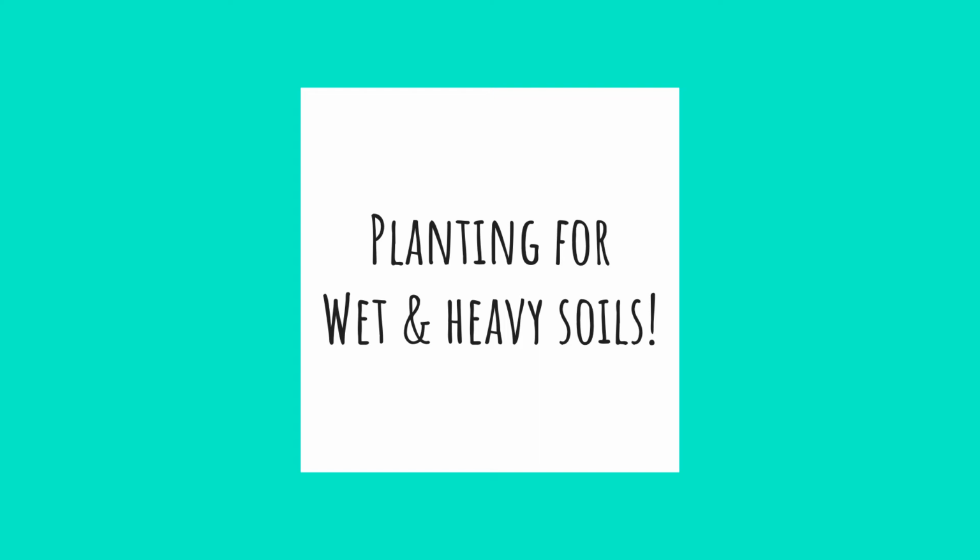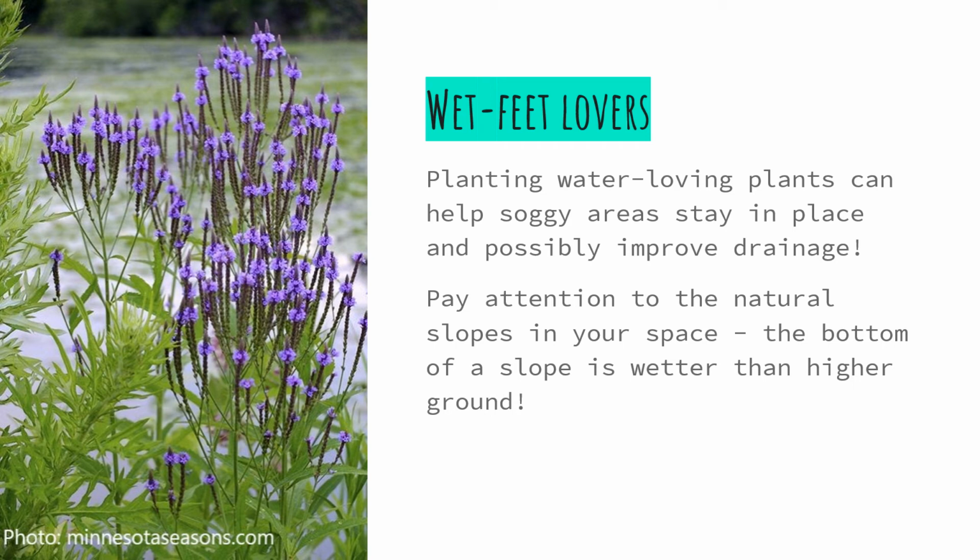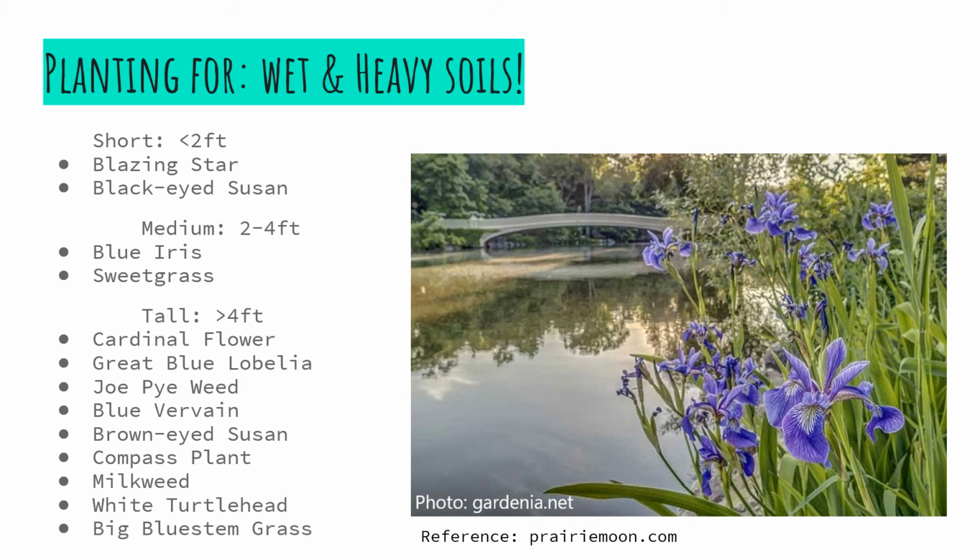Next, we're going to give you a list for planting in wet and heavy soils. These plants like soggy conditions. They like to have their roots wet. That's what we mean when we say wet feet lovers. Planting water-loving plants can help soggy areas stay in place and possibly even improve drainage in some cases. It's important to pay attention to natural slopes in your space. The bottom of a slope will naturally be wetter than higher ground when selecting where to plant your garden. And here's our list of wet and soggy soil loving plants.